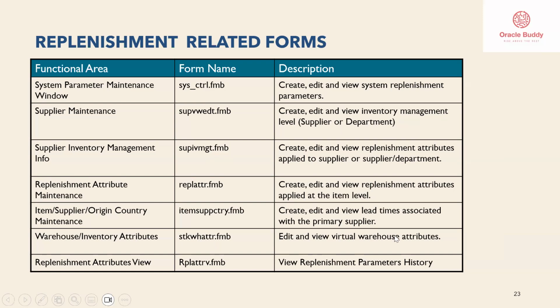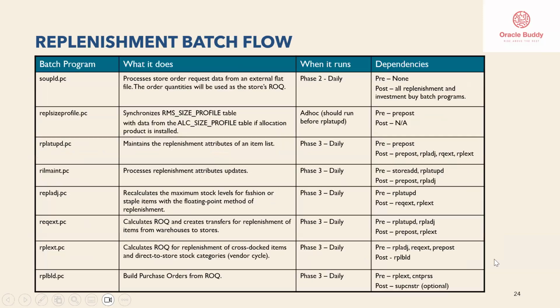Then virtual warehouse attributes: stkwattr.fmb is for the virtual warehouse attributes. Replenishment.fmb is to view replenishment parameter history. So in the next slide, we will discuss replenishment batch flows.